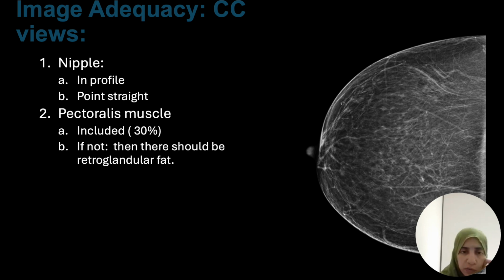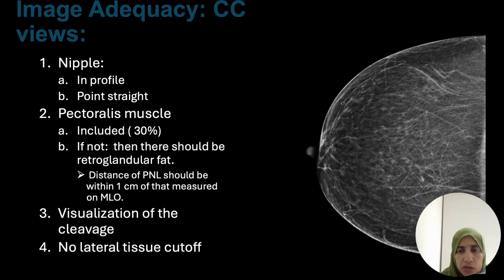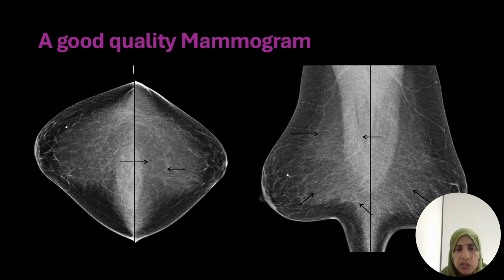But if it's not included, the distance from the nipple all the way to the posterior breast has to be within 1 centimeter difference from the MLO view, measured on the MLO view. And you need to see the tissue behind the fibroglandular tissue as well. The other thing is you need to see the cleavage in the image. And there should be no cutoff of the lateral breast tissue. So this is a perfect imaging.